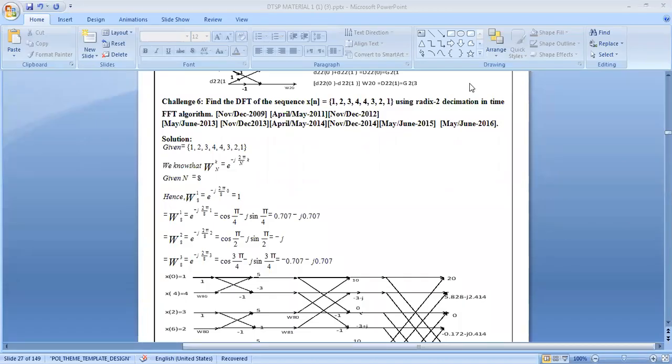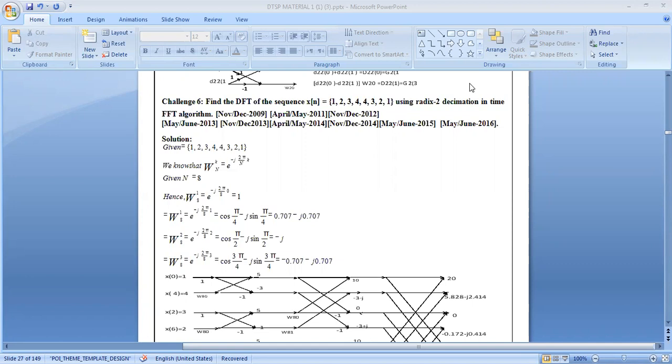Good morning. So far, we will be seeing how to compute decimation in time and decimation in frequency. Okay. So let me do the problems by using a DIT and DIF algorithm. How to compute the DFT of a sequence. So let me have a DFT of a sequence.